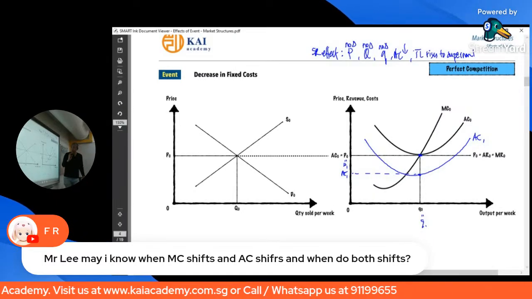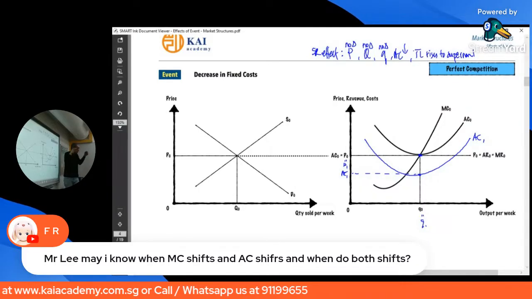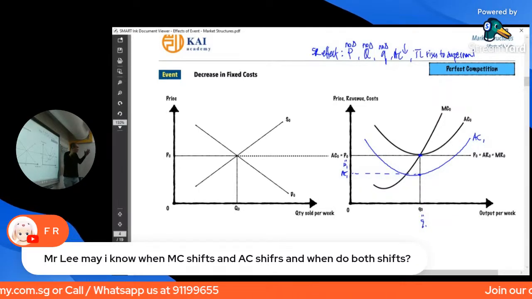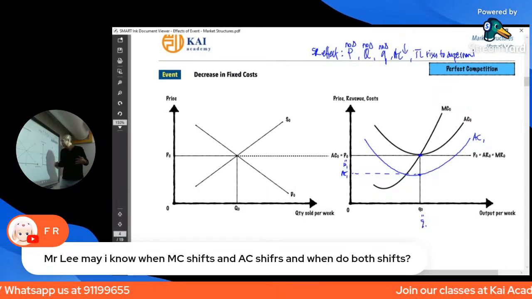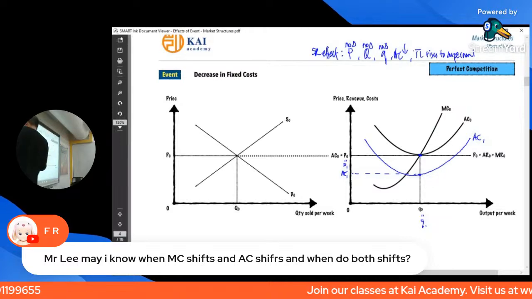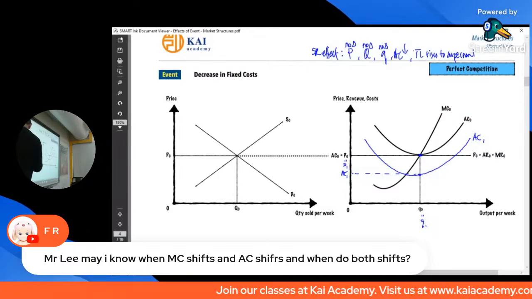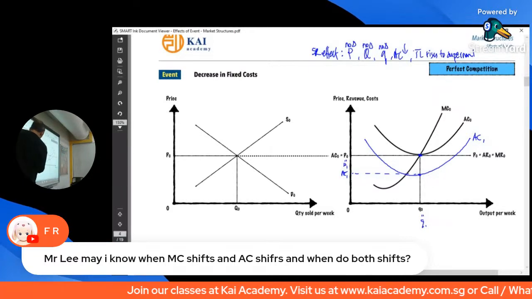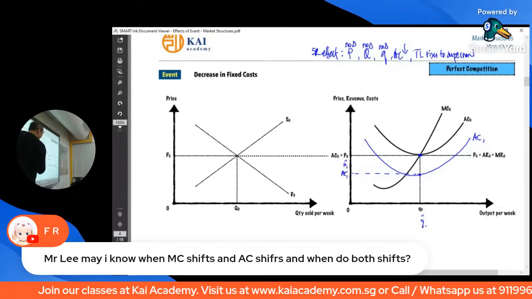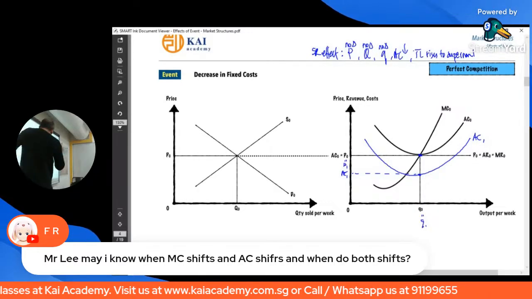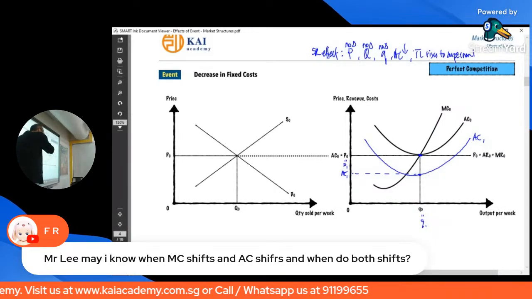Now, then what happens in the long run? The signaling function will work. New firms will enter. As new firms enter, what will happen to the market supply? Market supply will increase. Right? So where does market supply increase? So this is where it gets tricky. My market supply will increase and cause the price to fall.